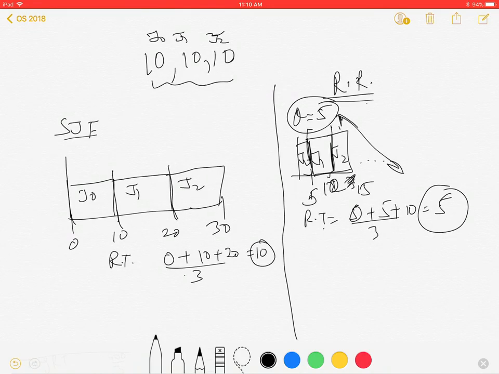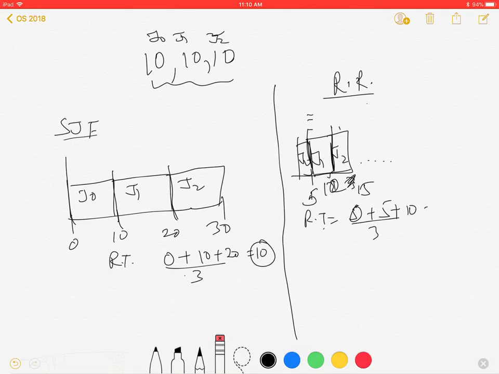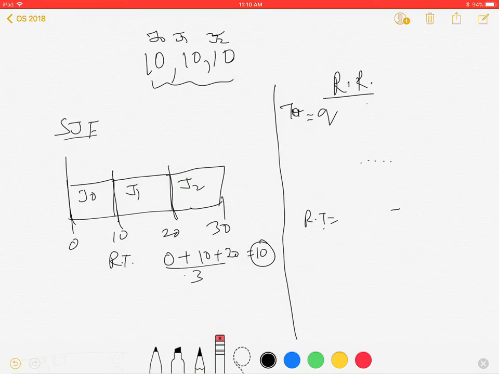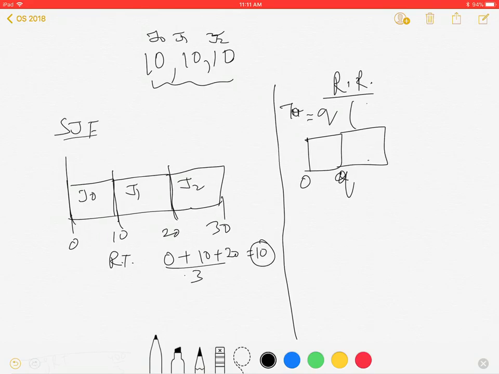So if we were to choose a time quantum, small q, we'd have process J0 executing from 0 through q, where let's say q is less than or equal to the length of the maximum process.